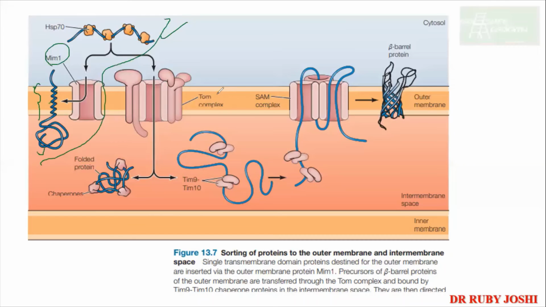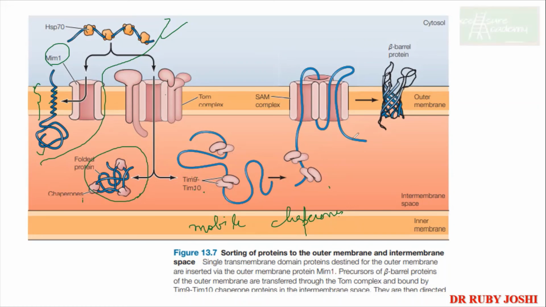Now, coming to the next. If it is going inside, then this protein will pass through the Tom complex. If it is meant for your intermembrane space, it will get folded with the help of the chaperones. But if it is meant for outer membrane integration, then what are TIM9 and TIM10? They are your mobile chaperones, which help to keep them in the unfolded state. TIM9 and TIM10 keep this protein in the unfolded state and take it to the SAM complex.